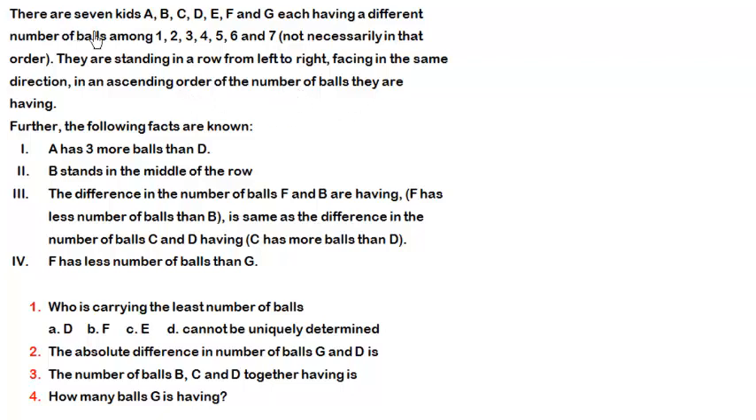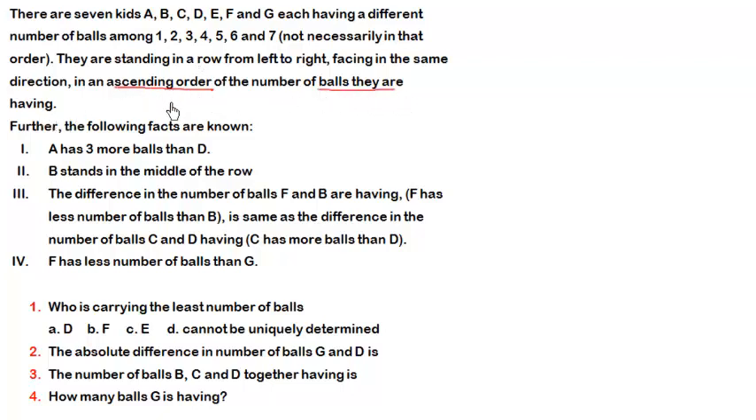Now in this set it says that there are 7 kids A, B, C, D, E, F and G, each having a different number of balls among 1, 2, 3, 4, 5, 6 and 7, not necessarily in that order. Now they are standing in a row from left to right facing in the same direction in an ascending order of the number of balls they are having.